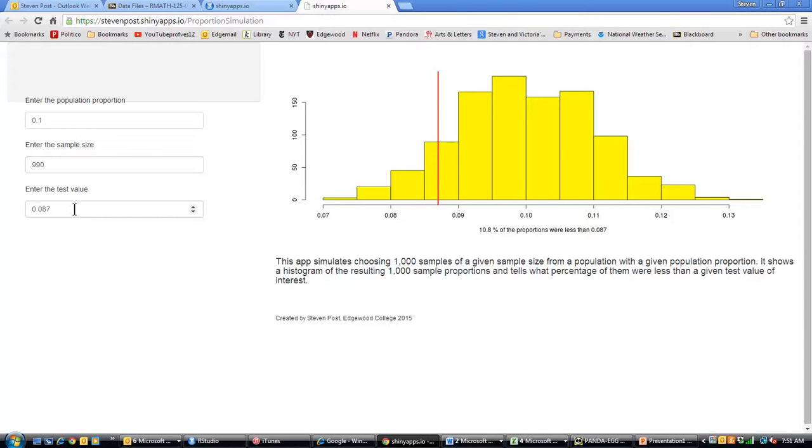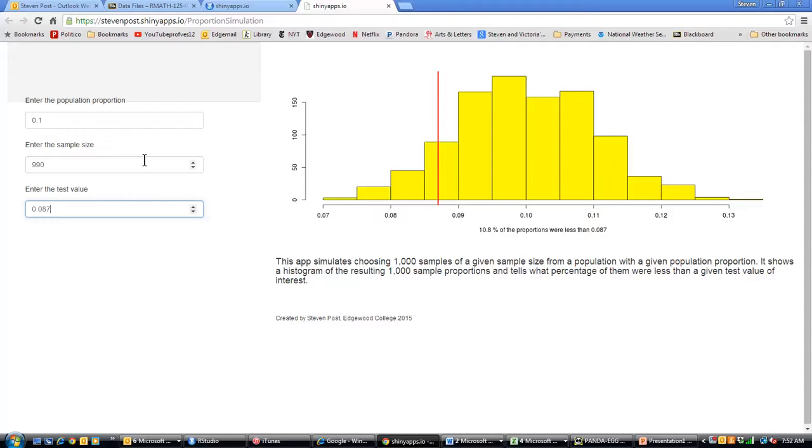And in this example, we find that 10.8% of our sample proportions were less than 0.087. In other words, we sent 1,000 researchers into our virtual community, into our simulation, where the population proportion really was 0.10, and each of our 1,000 people took a sample size of 990, and this is a histogram of the results. And 10.8% of those sample proportions were less than 0.087. So it's not all that surprising.